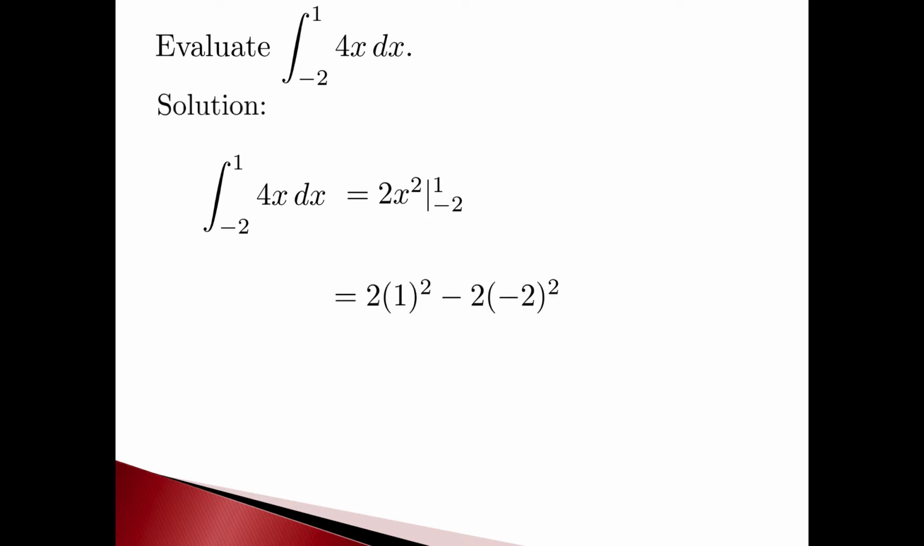So I plug in the 1, then a minus sign, and then I plug in the -2. So 2 times 1 squared minus 2 times -2 squared. If you go through and do all the squaring and the arithmetic, that turns out to be -6. So simple, right? This is not hard at all. And this connects the idea of a definite integral and an antiderivative.